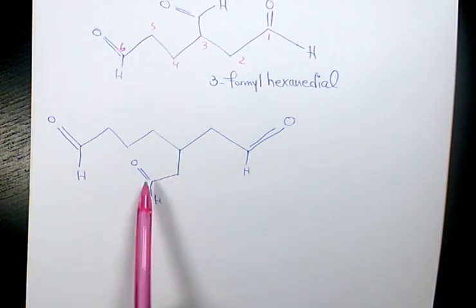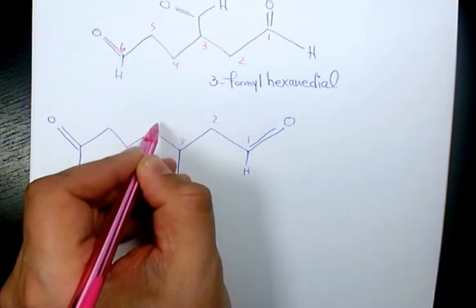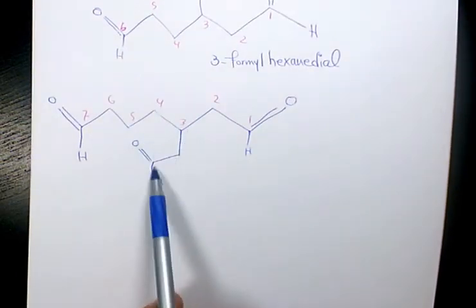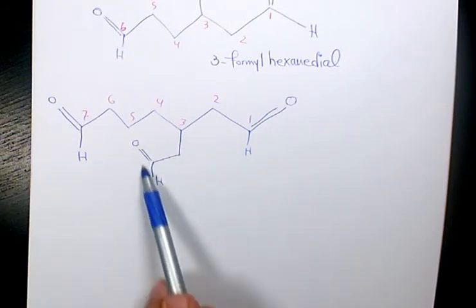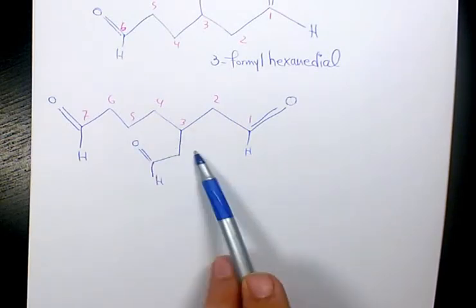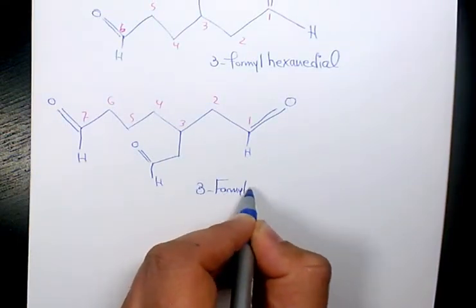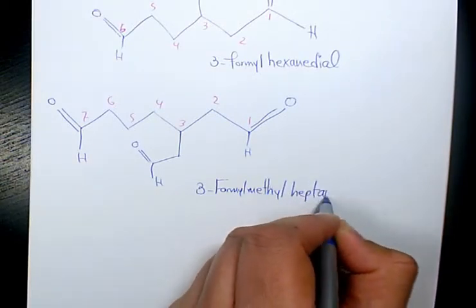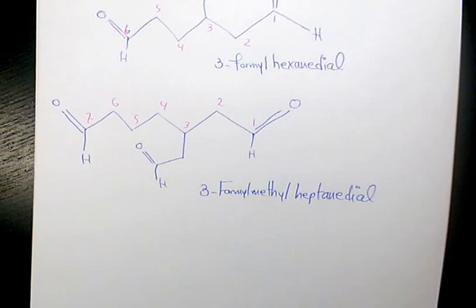Now what's happening here? This one, we have the same thing. We have 3 aldehydes. We can start from this side. 1, 2, 3, 4, 5, 6, 7. Here on this 3 we have the substituents, but here is not an aldehyde. We have methyl and aldehyde, which we call as a substituent. We call it formyl methyl. So I'm going to call it 3-formyl methyl heptanedial. It's going to be the name of this organic compound.